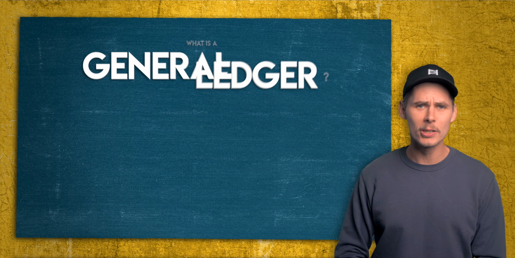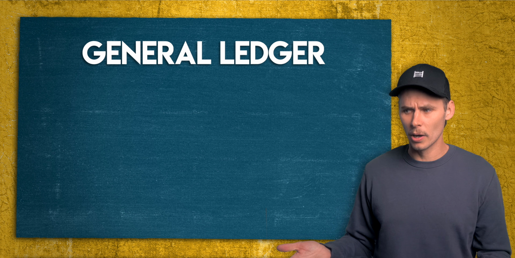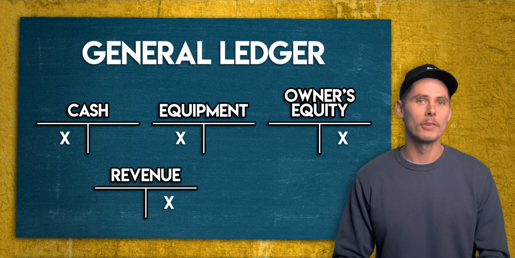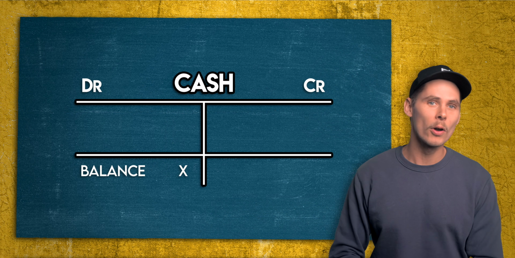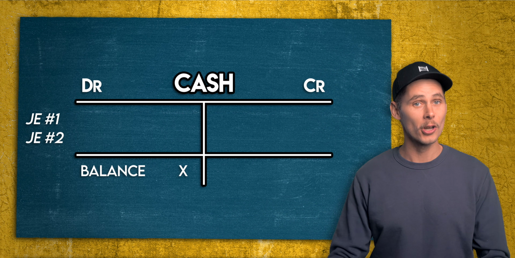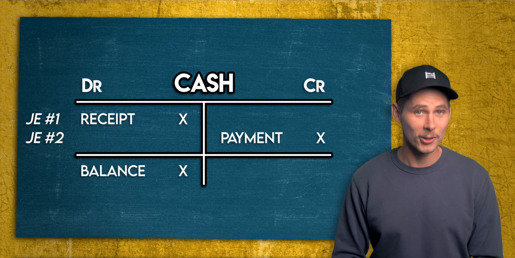Here's how I like to picture it. We have a complete set of a business's accounts, which might include cash, equipment, owner's equity, revenue, and expenses. And if we zoom into any one of these accounts, you'll see every journal entry that has affected it over time. Every increase, every decrease, and the running balance.